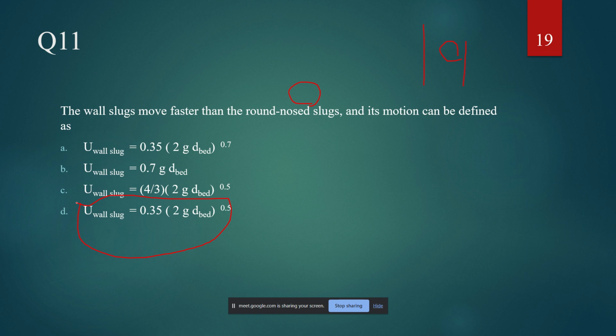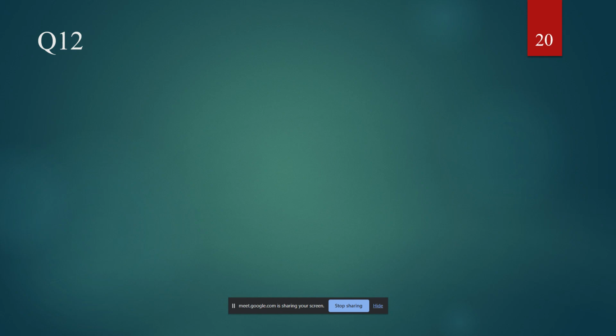Wall effects would be very predominant. So therefore it is known as wall slugs. So answer is option D. U wall slug is equal to 0.35 times square root of 2 times G d bed. I hope the answer is clear. We'll go to question 12.